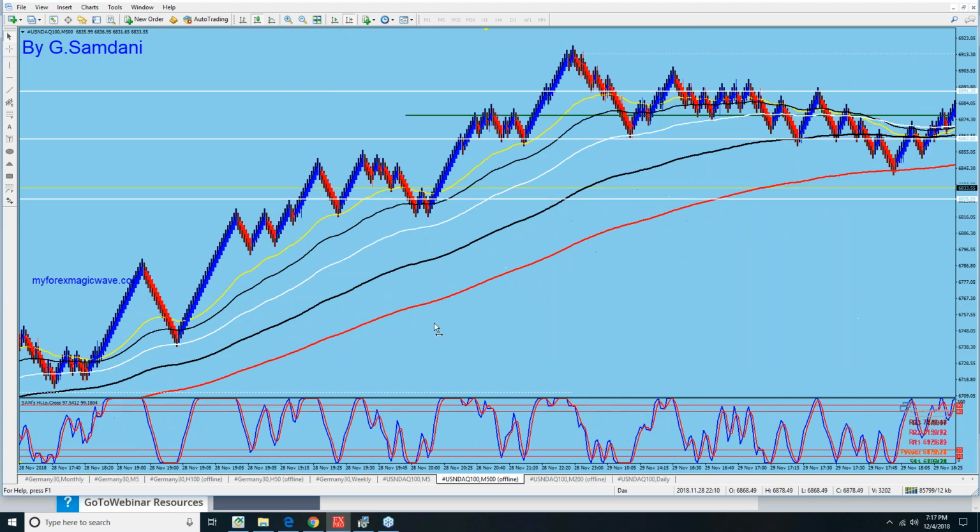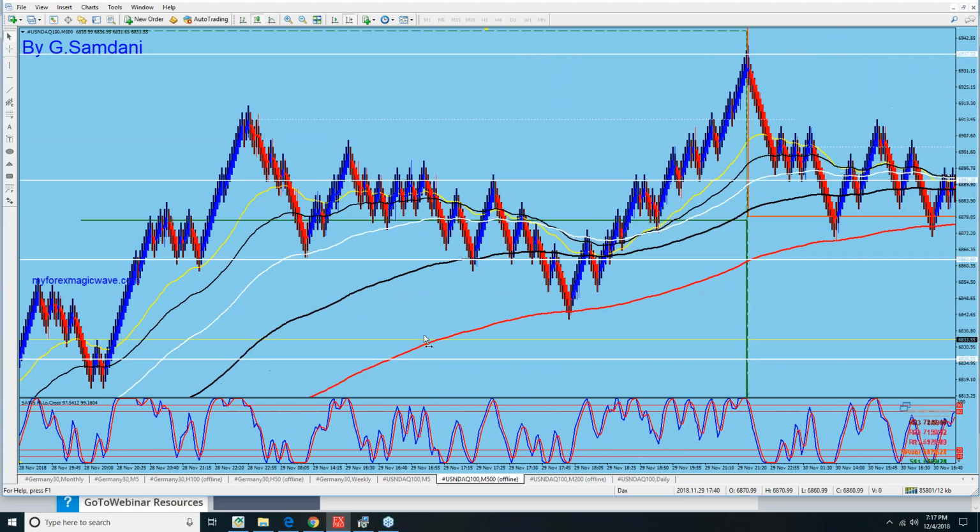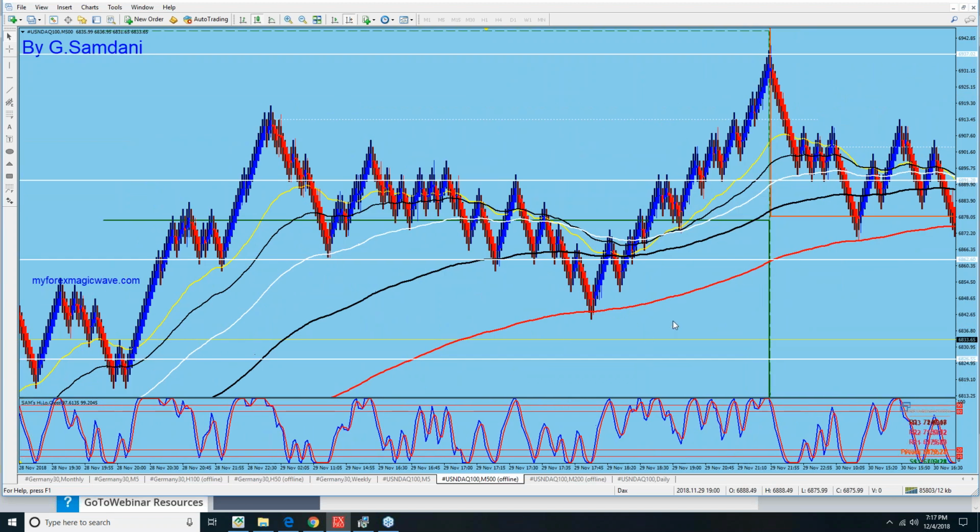All of these entries. And then there are times when you know that there's very little volume. People are not trading.